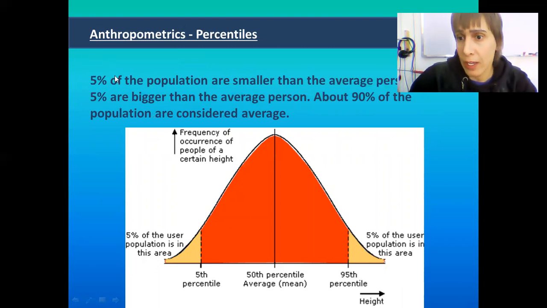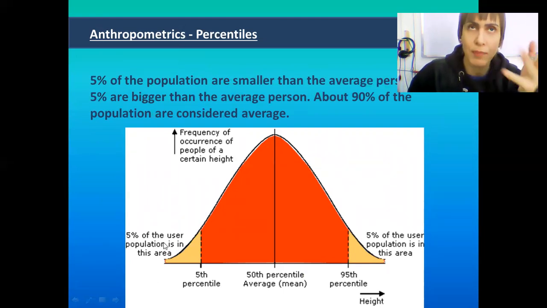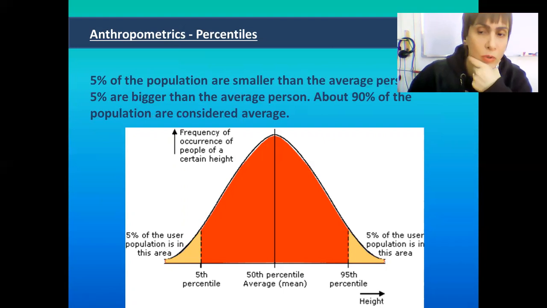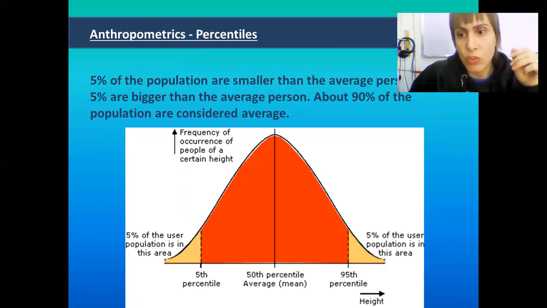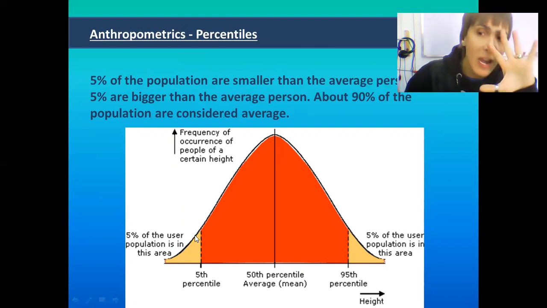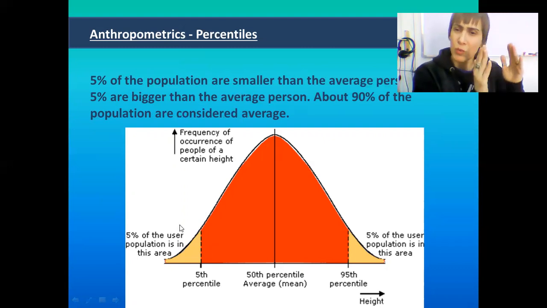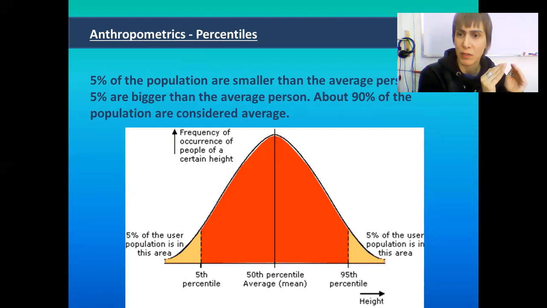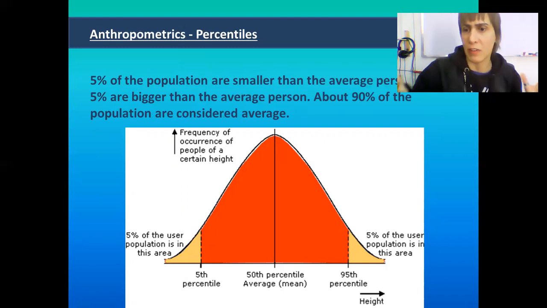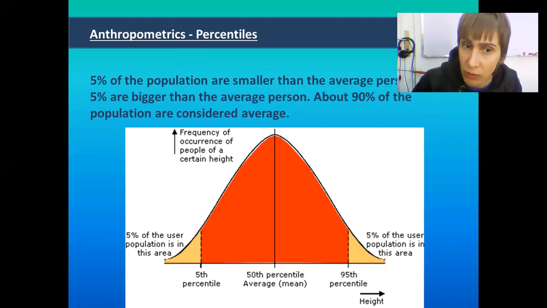So why do they put 5%, for example, for the smallest people? Because after a lot of measurements and thinking and analyzing, they decided that usually in a population, it's not an exact number, but around 5% are extremely small people from a category. They are usually not exceeding 5% of the population.